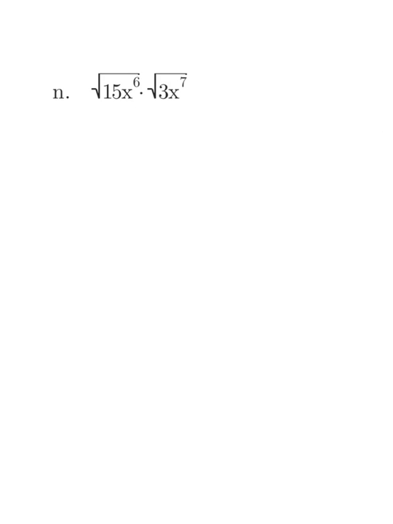Alright, let's look at example N. This is going to be an example where we're going to combine and separate. So the first thing I want to do is multiply my insides together. If we do this, we get 15 times 3 is 45. X to the 6th times x to the 7th, I'm going to add my exponents, and so I get 13.